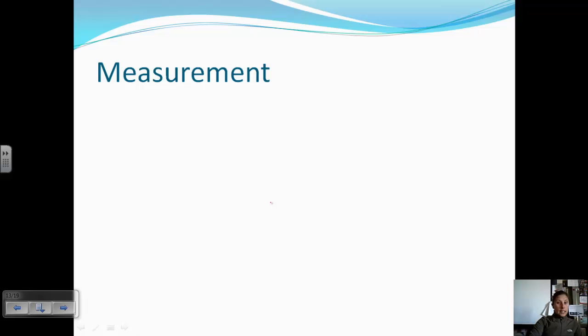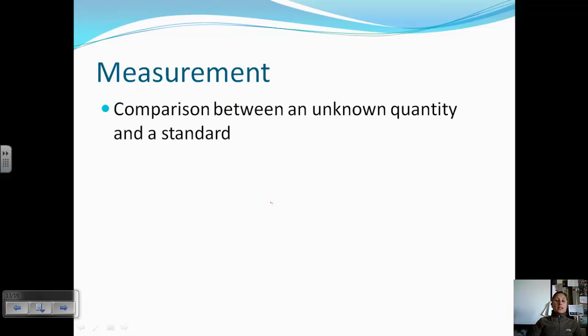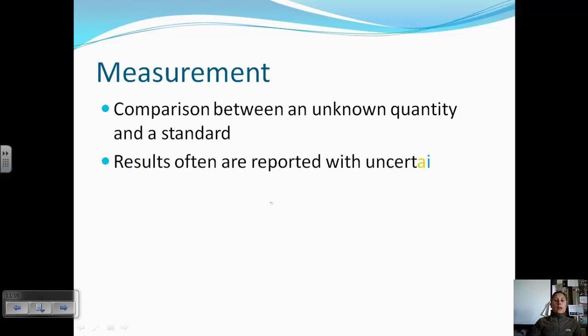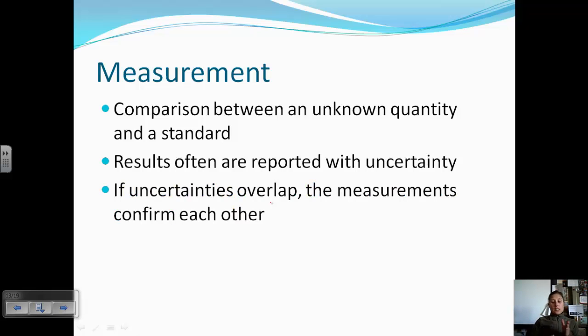The last part of collecting data and doing the scientific method is measurement. This is a comparison between an unknown quantity and a standard. If you're measuring the length of something, you're using your standard, which is a ruler, and you're trying to measure the length of, let's say, a book or some unknown quantity. These results are often reported with some amount of uncertainty, because everybody's going to look at that ruler and read it just a little bit different.